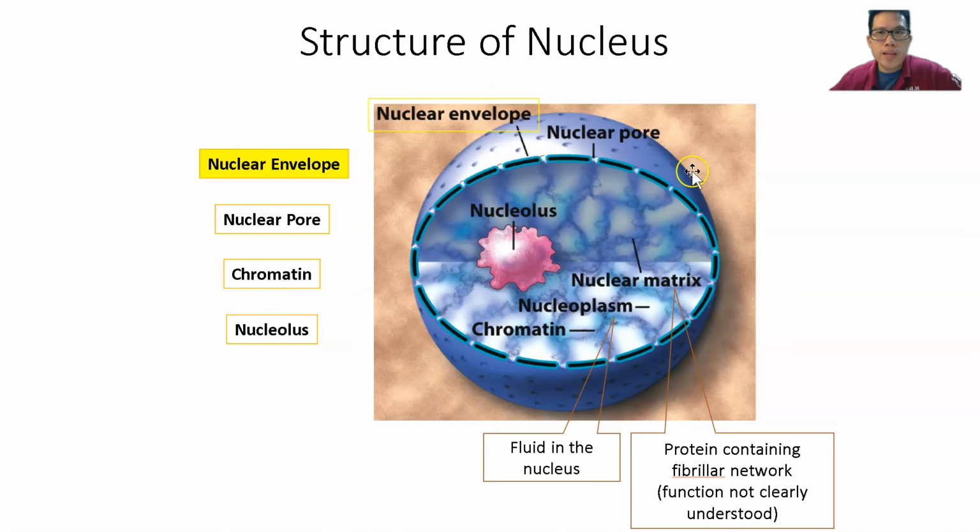If you're looking at the structure of the nucleus, you have the nuclear envelope, with the nucleus inside. They have two membranes, an inner membrane and an outer membrane, that separate the genetic material from the cytoplasm. Other organelles are outside there.